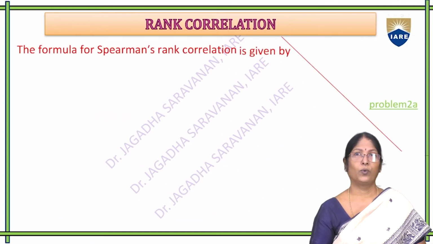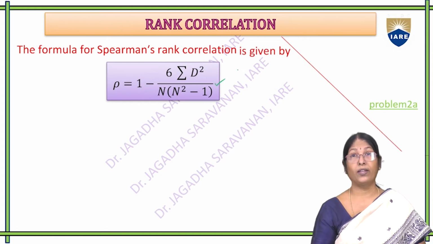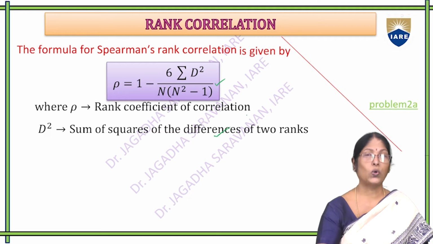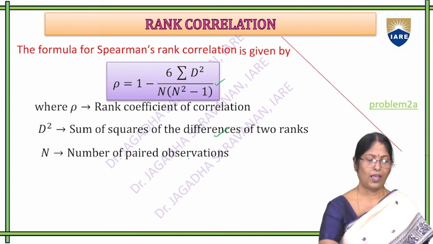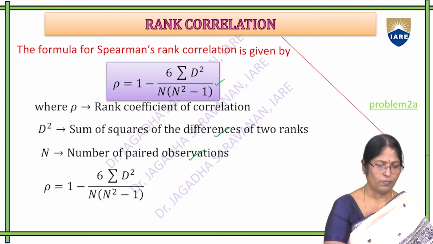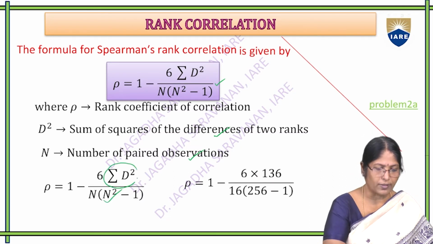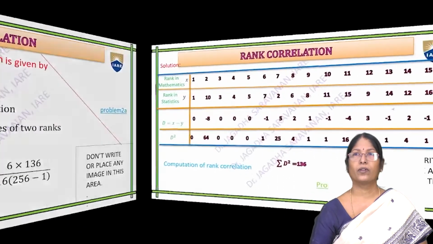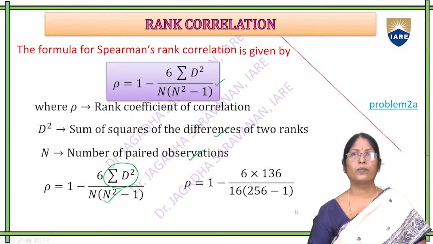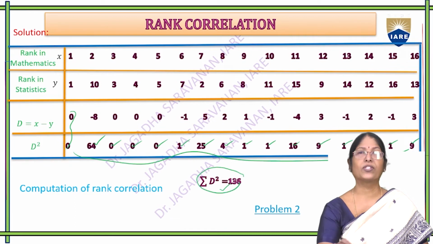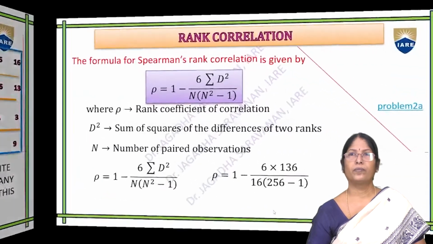So now, the formula we know it: rho equal to 1 minus 6 of summation d square divided by n of n square minus 1. Rho is nothing but the rank coefficient of correlation, d square is the sum of squares of difference of two ranks, n is the number of paired observations, paired data which are given in the question. So once again we have written the formula. In the particular place, summation d square, this is the data we found. It's clear. This data we substituted in the particular place.